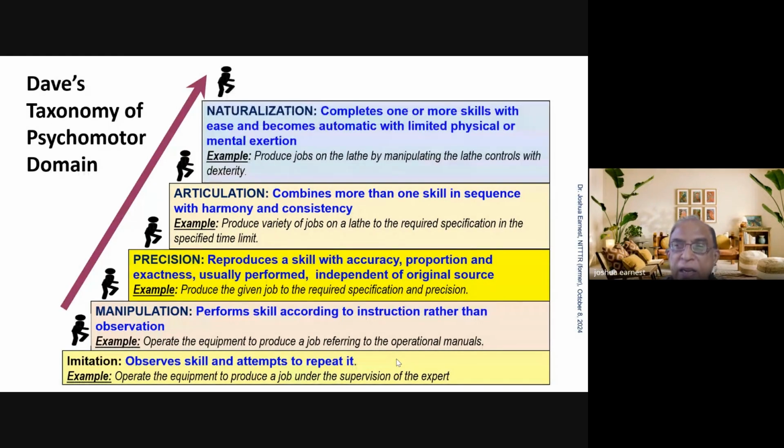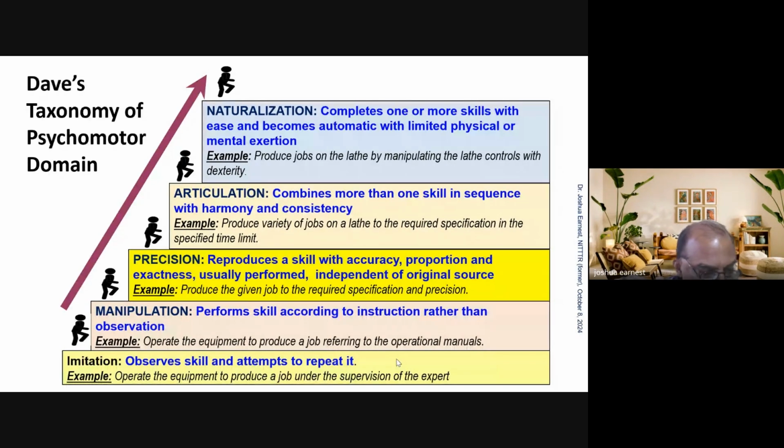Okay, and then the last comes naturalization. Completes one or more skills with ease and becomes automatic with limited physical or mental exertion. That means he produces a job on the lathe by manipulating the lathe controls with dexterity. That means it becomes part of his natural habit. That is why it's called naturalization. So in our 4 years time, we may not be able to reach naturalization, but at least up to precision level, we can develop. So this D3 that I showed you on the course structure is this one.